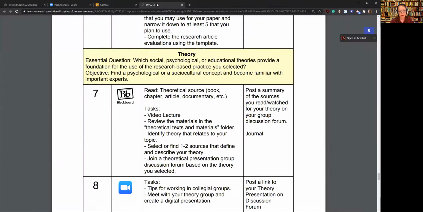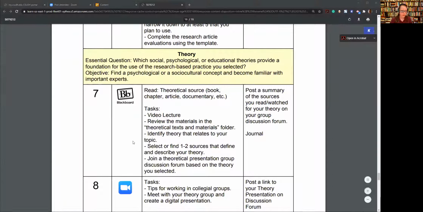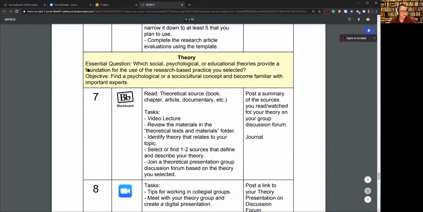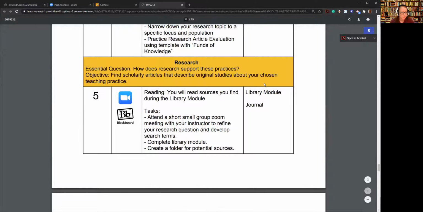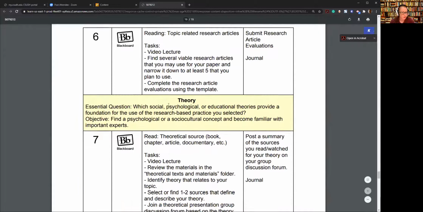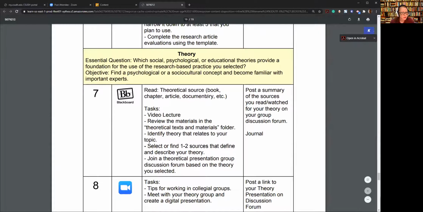First, I wanna look at our calendar so you can see what's going on this week. And you'll see that now we're in a new focus. We were on research, right? We were trying to explore how does research support these practices related to my topic and finding scholarly articles related to that. Now we're shifting gears and we're talking about theory. Hence we have a new color. Everything's color coded in our class.